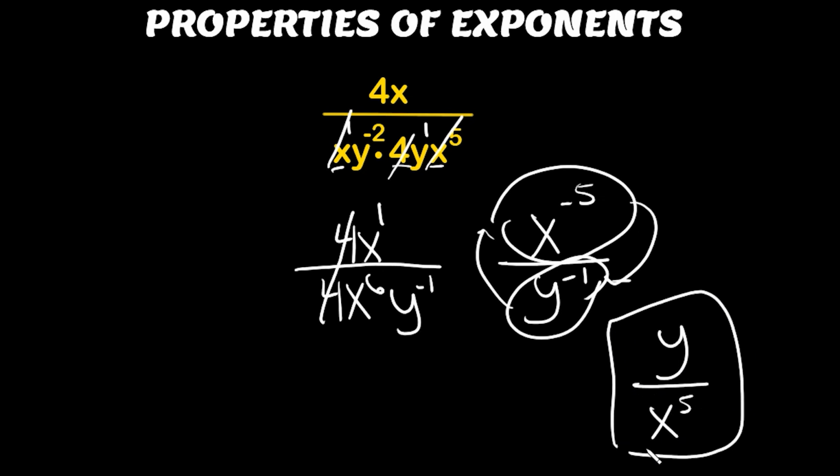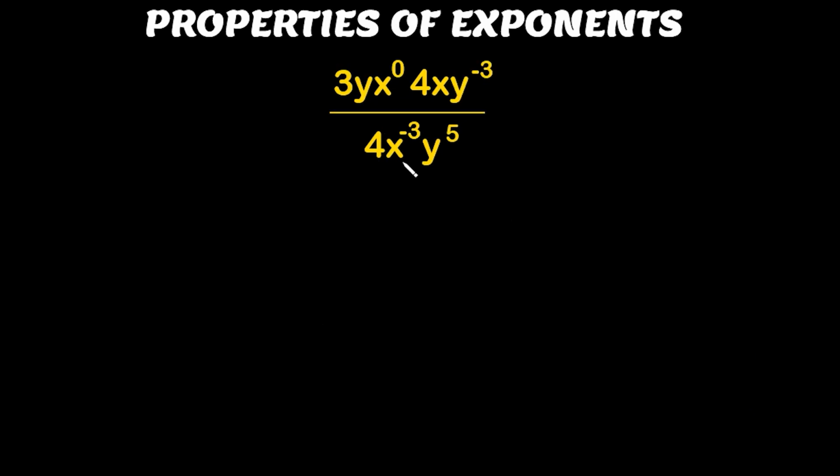All right, let's try 2 more examples. So here's our next example. Again, more division. So work on the numerator, then work on the denominator, and then work on simplifying it down. Now, I like to work on my coefficients. So I'm going to do 3 times 4. That will give me 12. So I'm going to put 12 here, and then I'm going to cross them out so I know I used them up.